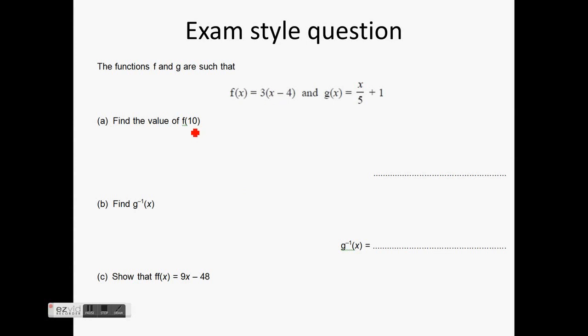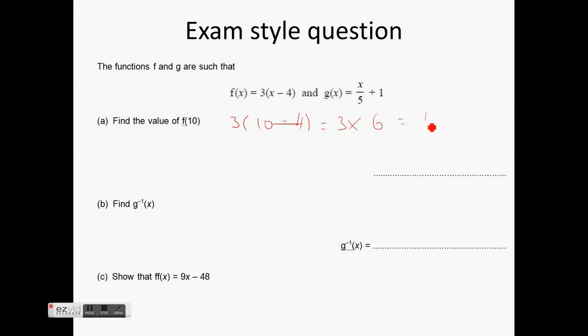I'm going to do 3 bracket 10 minus 4. So I do what's inside the bracket first. So I'm doing 3 times 10 minus 4, that's 6, and 3 times 6 is 18, which is my final answer, so on the answer line.